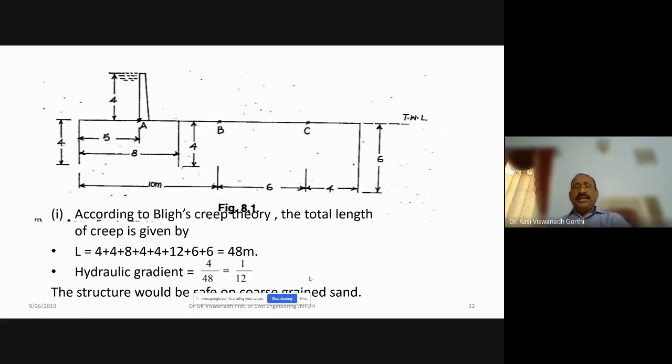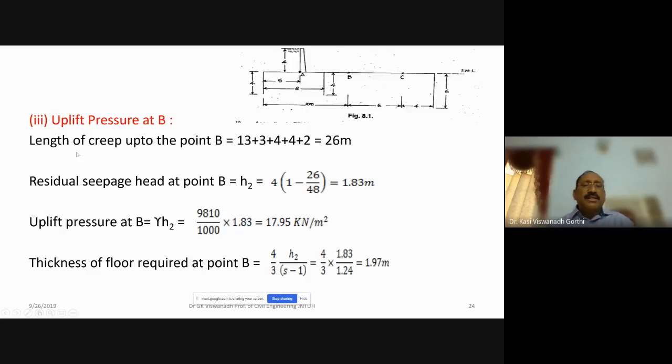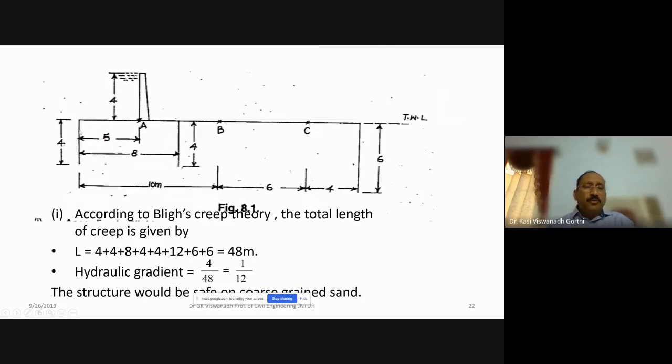For this, how do we get the total creep length? It is the sum of the horizontal and vertical lengths of creep. The sum of the horizontal and vertical lengths of creep will be equal to the total creep length. So, starting from this point A, the water particle is assumed to move vertically downwards for 4 meters, takes a turn, and moves for another 4 meters.